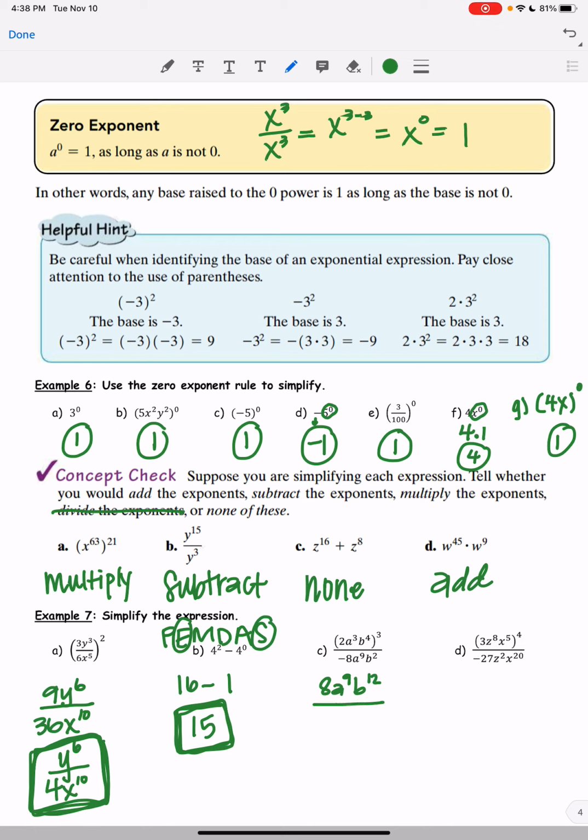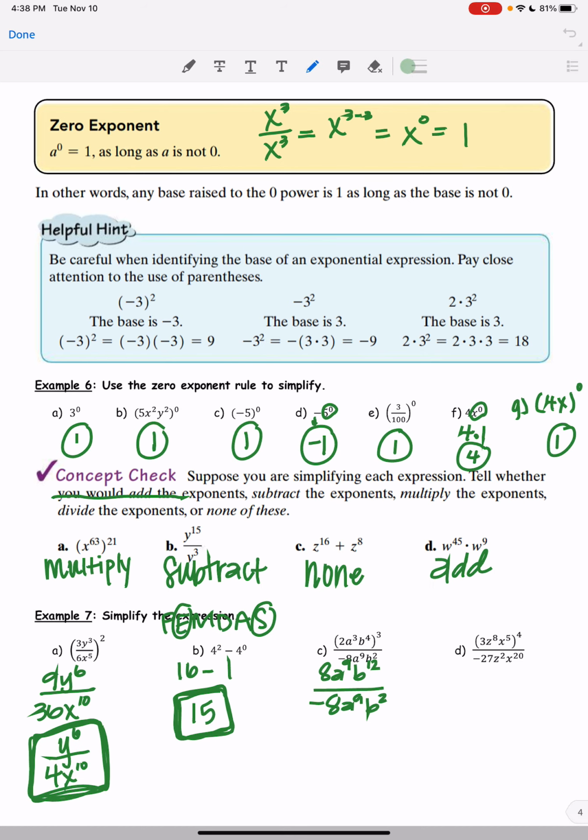All over negative 8 a to the 9th b squared. Okay, a to the 9th over a to the 9th, those cancel. And 8 also cancel, but don't forget that negative there. So I've got negative b to the 12th over b squared. That's your quotient rule. What do we do? We subtract. So 12 minus 2 is 10. So we got negative b to the 10th.